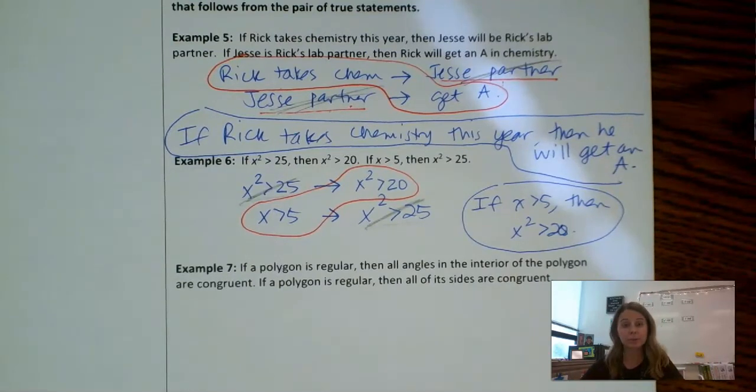All right, I want you to do number 7. Decide if you can do law of syllogism. If you can, write a new if-then. If you can't, then you say you can't apply the law.